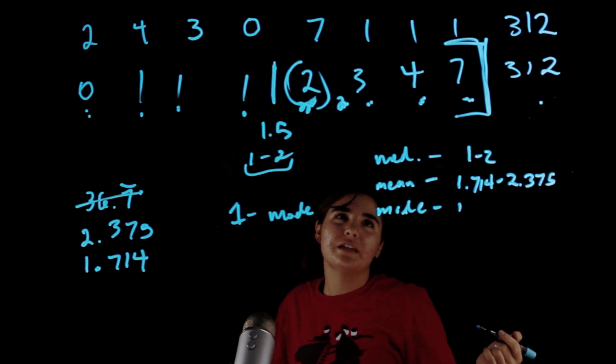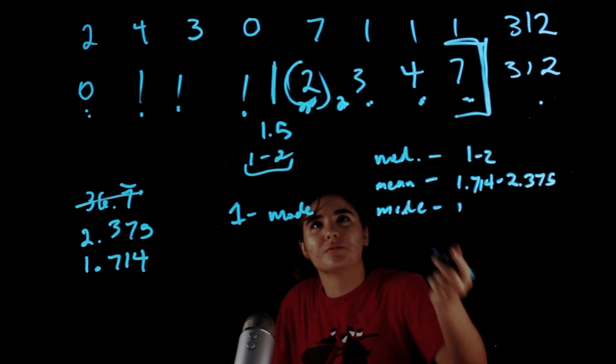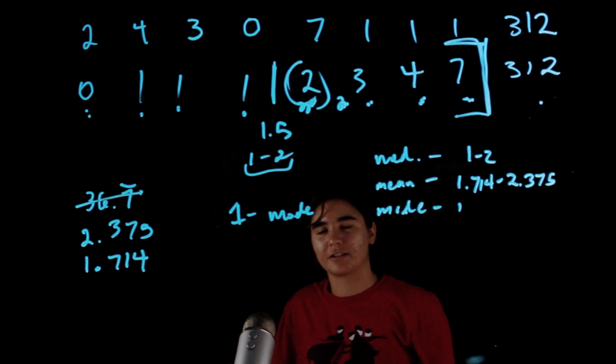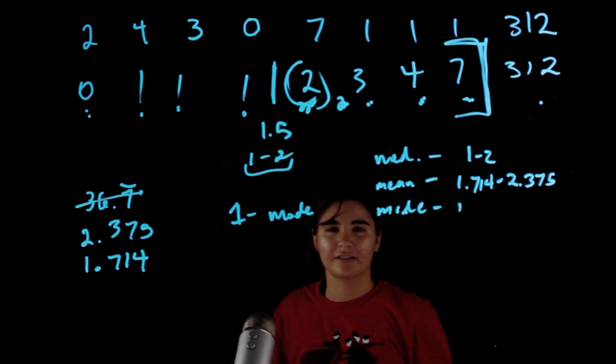Then would we still include it? Would we include that and the 7, or would we get rid of both? So you have to ask yourself these questions when you're doing this kind of stuff.